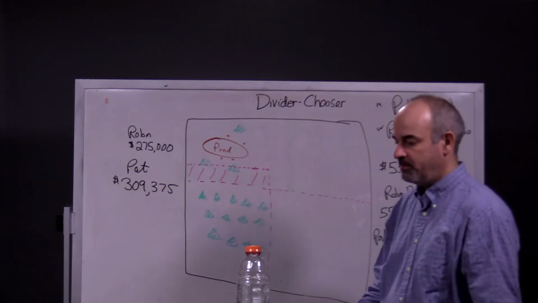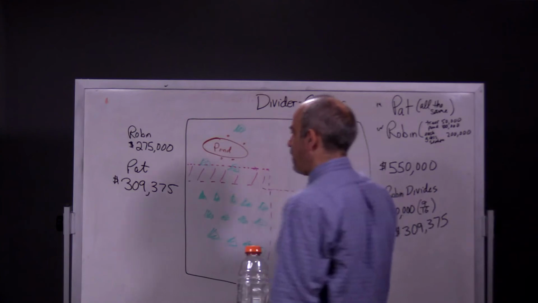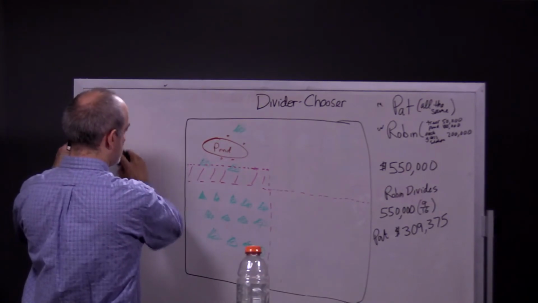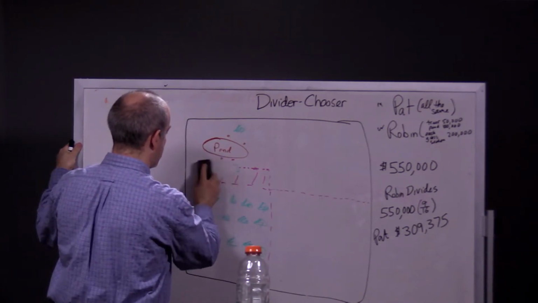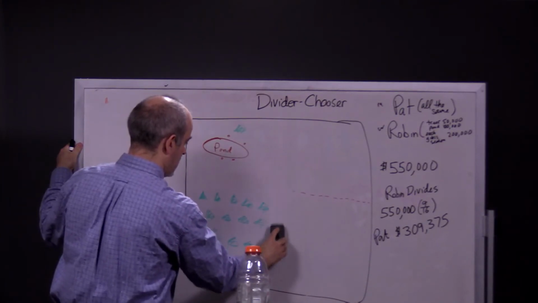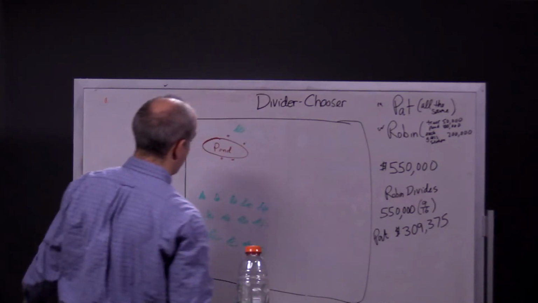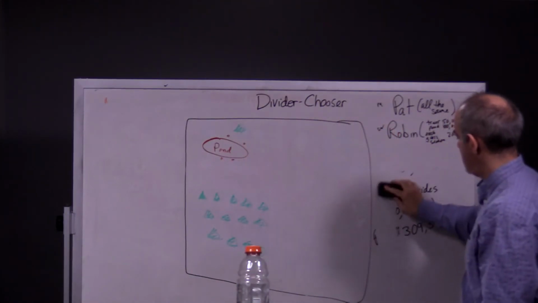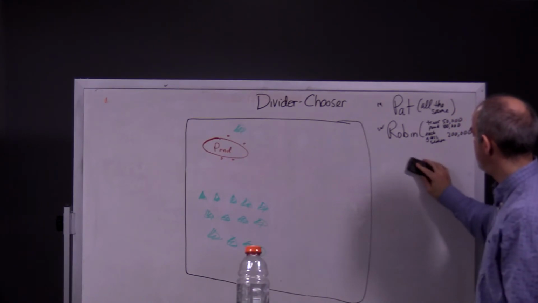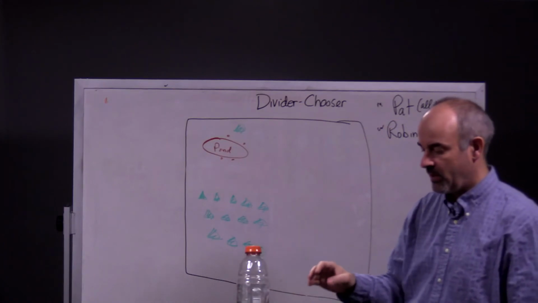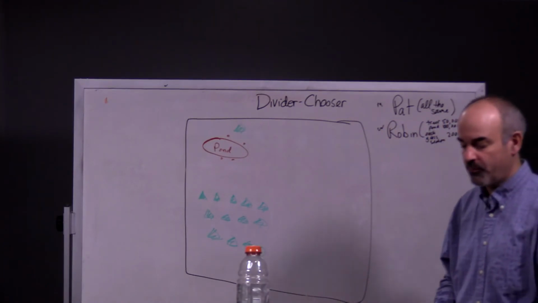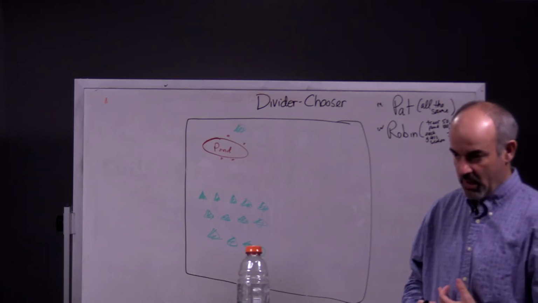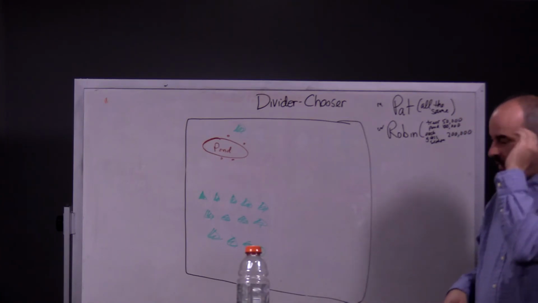So let's do the same problem. So this is with Robin as the divider. Let's do the same problem with Pat as the divider. This is actually easier to do it this way, but you don't know if it's going to turn out that way. I can't just say, well, let's just do it with Pat being the divider, because you don't know who the divider is. You know, that's going to be based on a coin flip. So let's say they flip a coin.